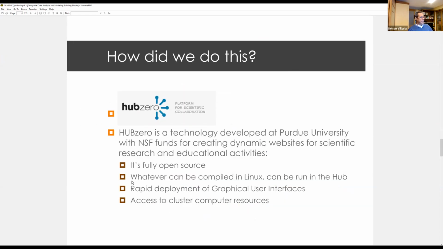So how did we do this? Well, Hub Zero was critical, this technology, where you have dynamic websites, fully open source. That was an important feature. And also the fact that you could with relative ease deploy a graphical user interface, and very importantly, have access to good computer resources.